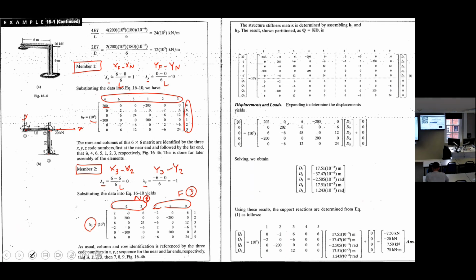And start filling up this 9 by 9 matrix like we used to do. Start with this, then go forward to this. This 200 we talked about should be associated with degrees of freedom 4 and 4. This is just in sequence: 1, 2, 3, 4, 5, 6, 7, 8, 9. Have them in the vertical as well.